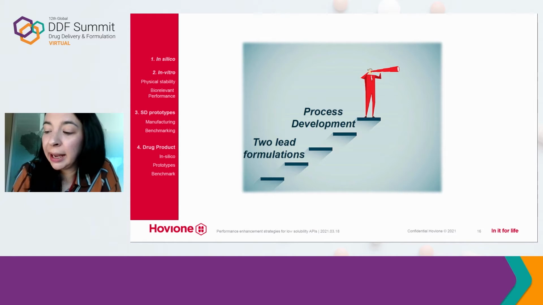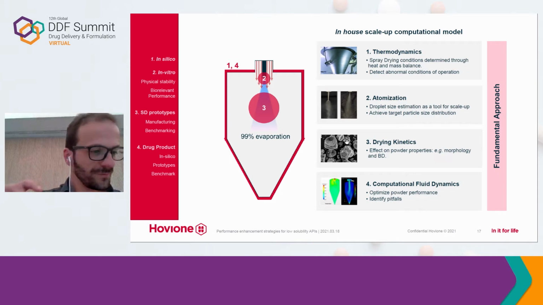So by now, we are able to make an educated decision based on real data for the most suitable formulations to carry on for adequate process development. Our common approach is to select 2 lead formulations, the most promising, and invest then in process development. So in terms of process development, fundamental understanding of the spray drying process is essential for developing a lean, robust process with minimal testing and API consumption.